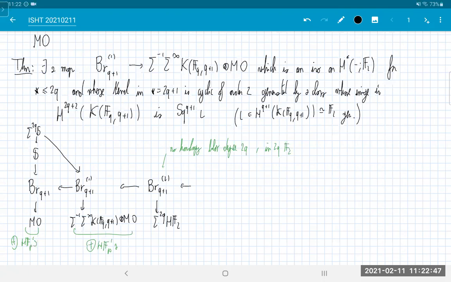But moreover, this map is also zero on cohomology, because it's in Adams filtration 2. So it lifts further here. And now you see the importance that this guy has only a Z mod 2 in degree 2 and nothing in degree 2q and nothing else.